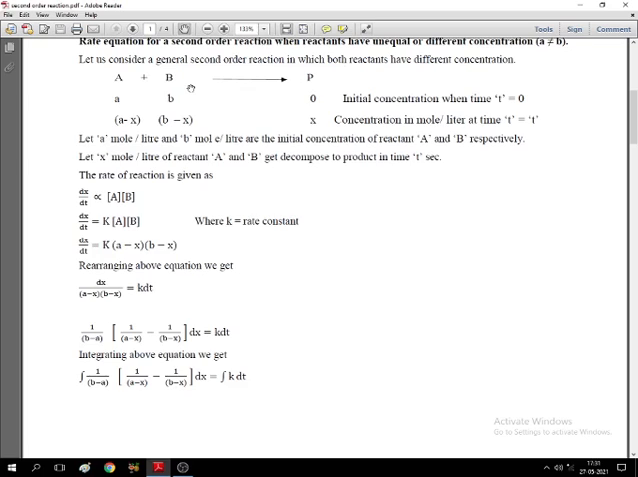Now both reactants have different concentrations, therefore let a moles per liter be the concentration of reactant A and b moles per liter be the concentration of reactant B. Both the concentrations are different. Let x moles of A and x moles of B get decomposed into the product at the time t. Therefore the product concentration will be x moles per liter, and the concentration of reactant A will be a minus x and the concentration of reactant B will be b minus x.